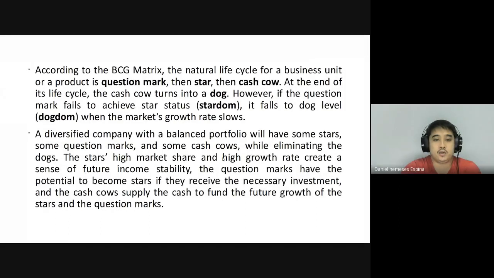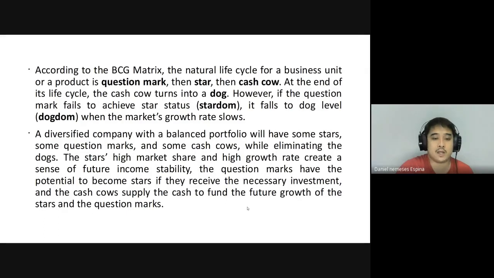The stars' high market growth rate and high market share create a sense of future income stability. The question marks have the potential to become stars if they receive the necessary investment. And the cash cows, although their growth rate is no longer that high, a company will still want to keep them because the cash they can generate from these businesses will be used to fund the future growth of the stars and the question marks.